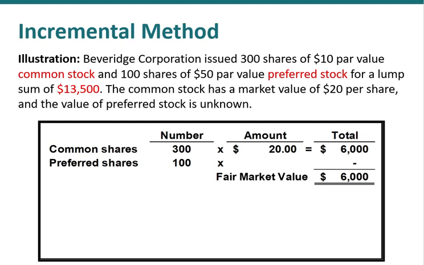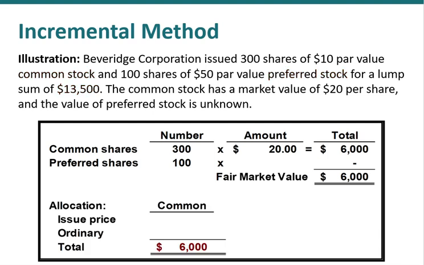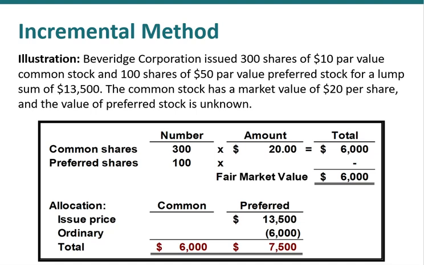If we only knew the fair value of one of the securities, let's assume the common stock, it's currently trading and we're now going to be issuing additional common shares with preferred shares, how would we allocate the proceeds of the $13,500? Well, in this case, we would use the incremental approach. We know the fair value of the common shares, so we will allocate $6,000 of the $13,500 to the common shares, and then the remaining $7,500 will be allocated to the preferred shares.